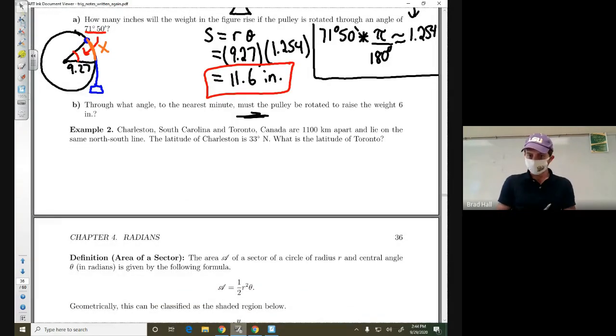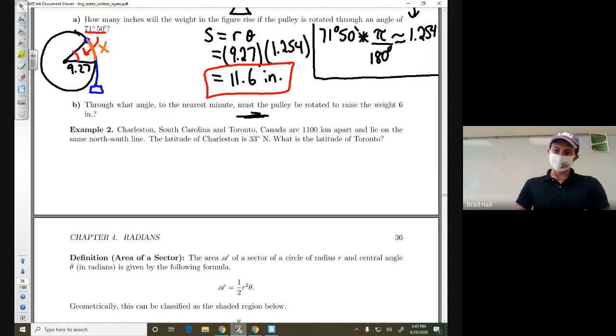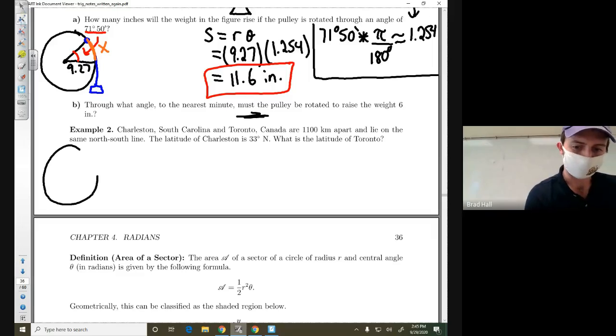So 2 cities. I don't know if anyone's ever visited Charleston, South Carolina. It's a pretty cool city. Toronto, I bet it's cool. I don't know much about that one, but these 2 cities are 1,100 kilometers apart, and they lie on the same north-south line. So if anything, to put all of that into perspective, there's a globe.